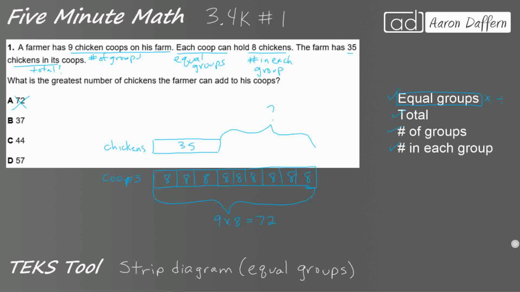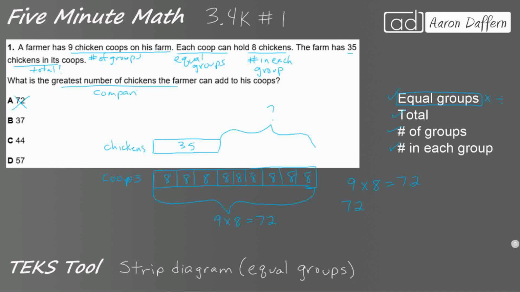So let me show you what we're doing here. We could do 2 steps. We can say 9 times 8 equals 72. And then we need to find, this is a comparative strip diagram as well. We can compare the difference between 72 and 35. So what is the greatest number of chickens? So this is a comparison.